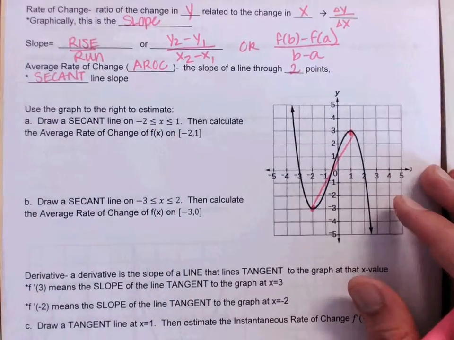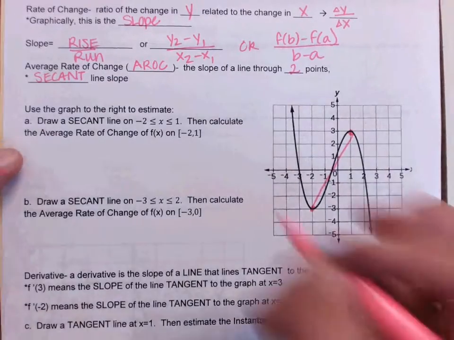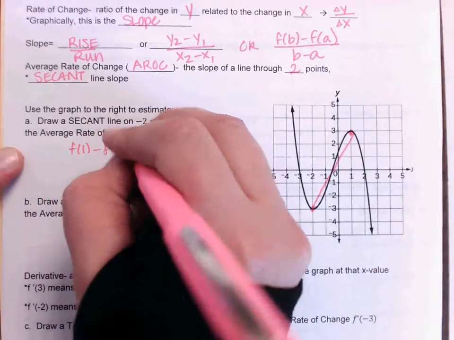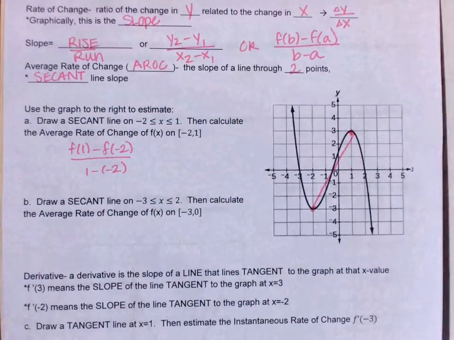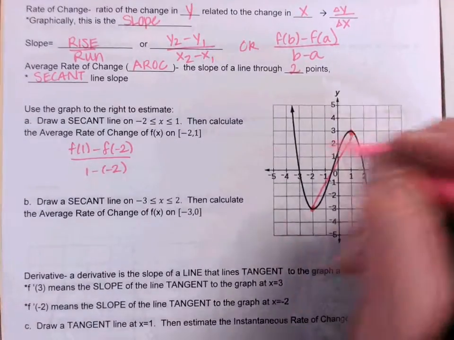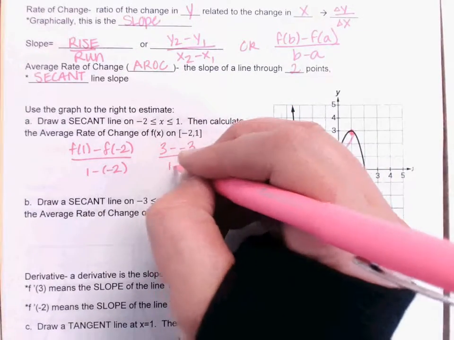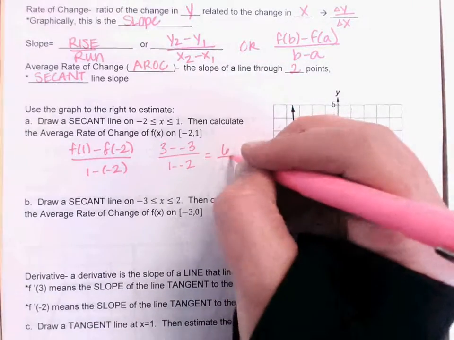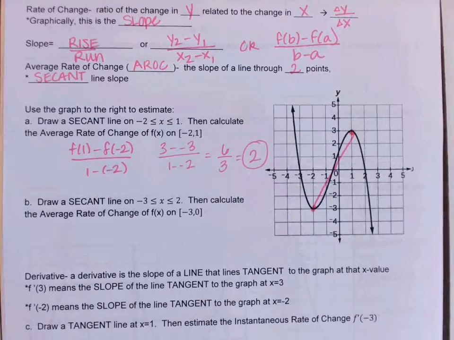There are 2 ways for you to do it. The easier way is rise over run, but I'm going to have you write it out with the formula. So it would be f of 1 minus f of -2 over 1 minus -2. Good so far? Okay, what's f of 1? What's the y value? 3 minus, what's f of -2? -3 over 1 minus -2. What do we get on top? Bottom? 6 divided by 3 is 2. Could have given you that in Algebra 1. You probably could have done it.